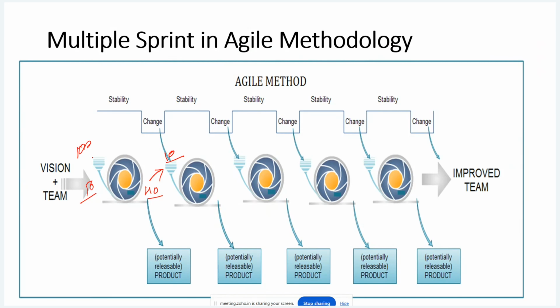So 10, and from 100 minus 50, again 50 is here. Plus the customer has added more requirements. Suppose 20 requirements are added by the customer. Now you have a total of 80 requirements in your hand again. Out of 80, again I select 40. I will develop it and show it to the customer. The customer again adds and modifies requirements.